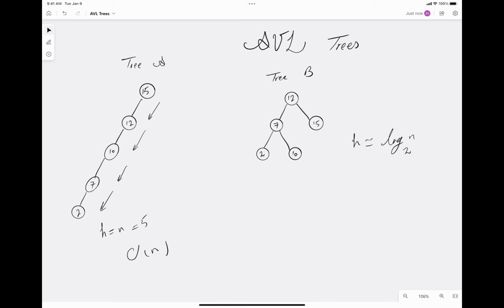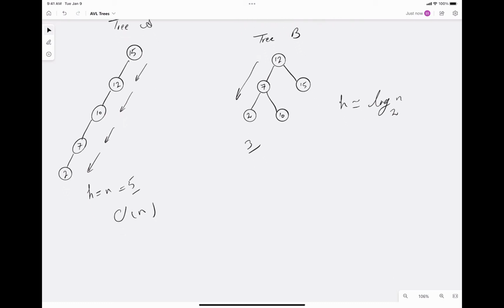However, in the other tree with the same data, we have 15, 12, 7, 10, and 2, and we only need to do 3 searches. We're going to do 12, then 7, and then 2. So there are only 3 searches, compared with 5 operations here. You might say that 3 searches and 5 searches are not that different. However, when n becomes a large number, the difference becomes even more obvious.